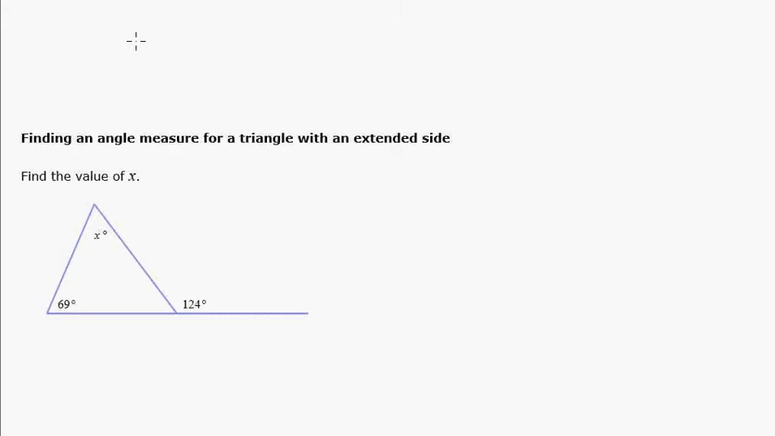Okay, so up here, one of the formulas that we know, if we had, let's just say we had a triangle, and this is A, B, and C, we know that A plus B plus C in degrees equals 180 degrees. Okay, we know that.